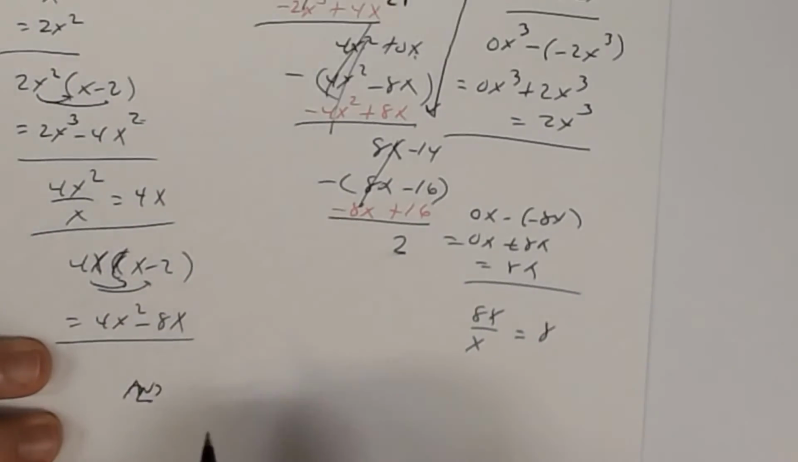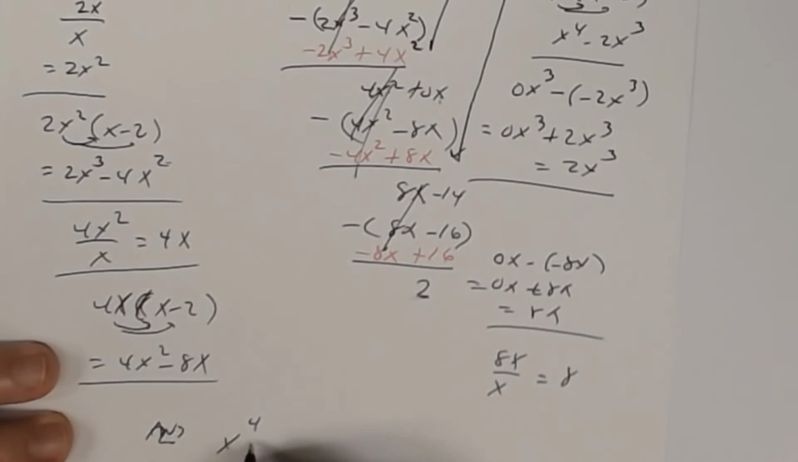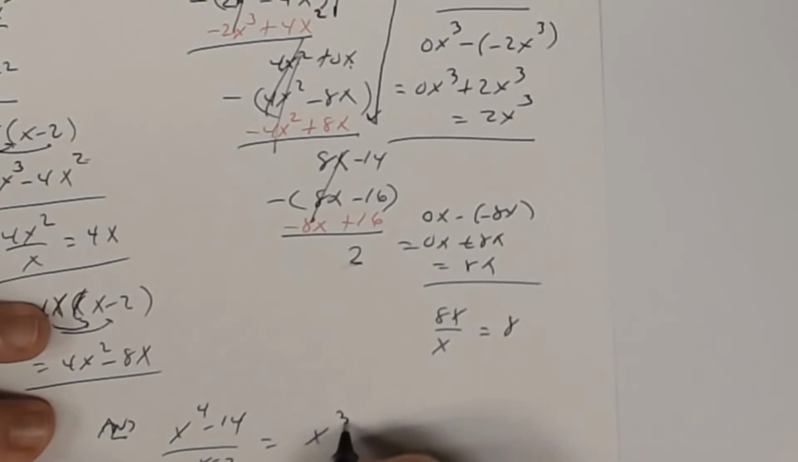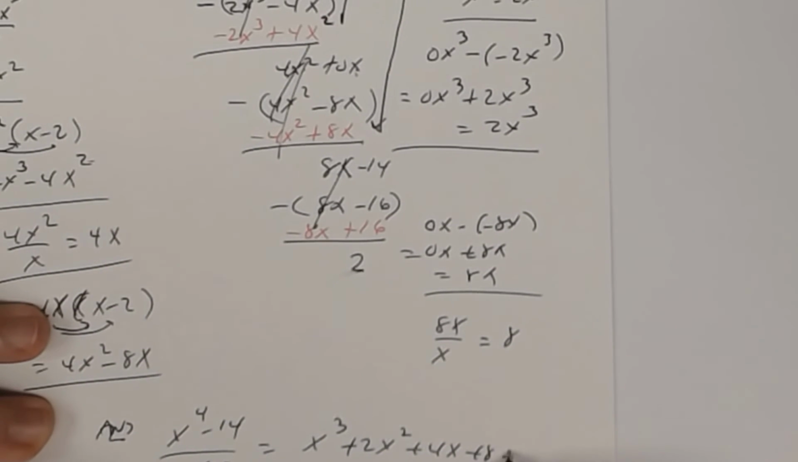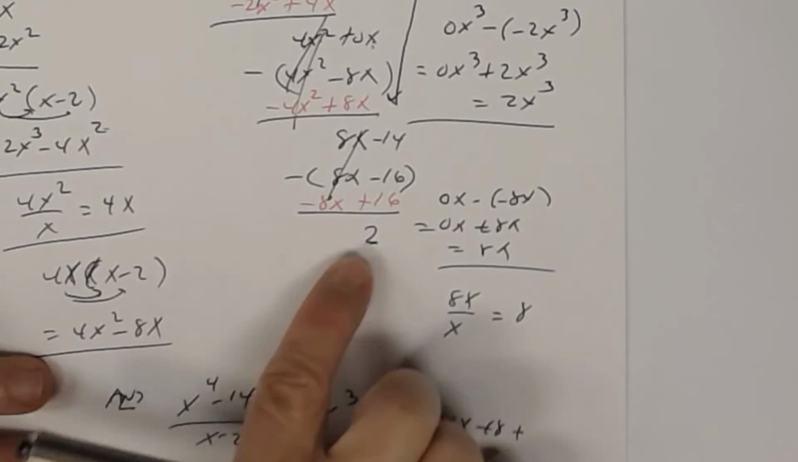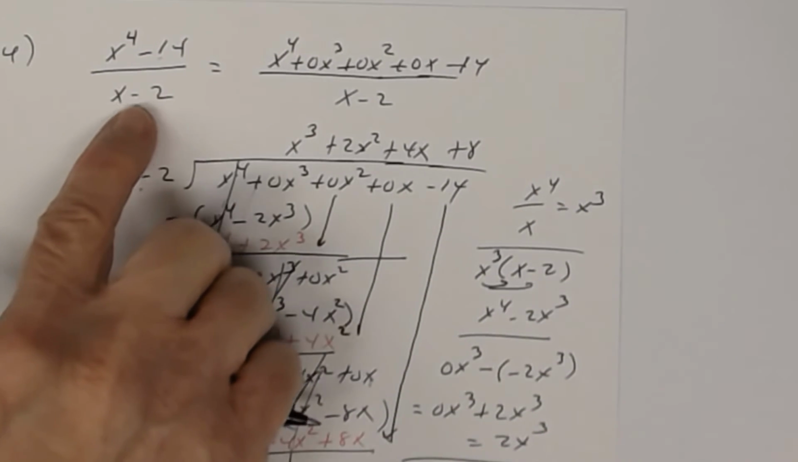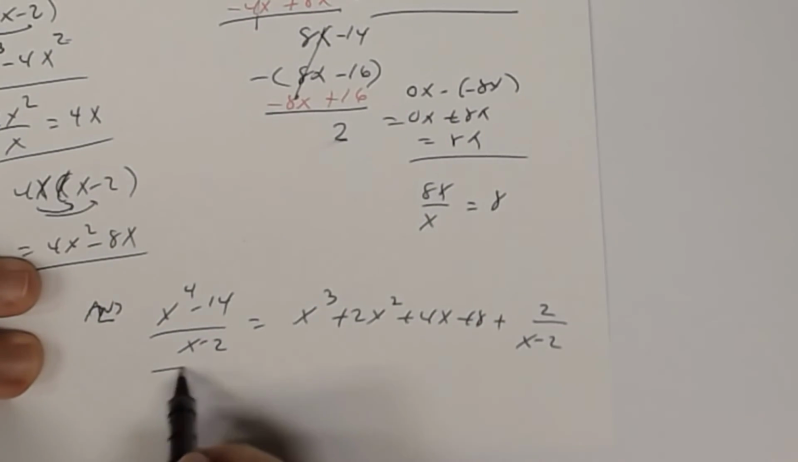You're going to say the answer is, and I'm going to rewrite the original, x to the 4th minus 14 divided by x minus 2 is going to equal the quotient, which is this, x cubed plus 2x squared plus 4x plus 8, plus the remainder, which is 2, divided by your divisor, which is x minus 2. All right, and so that's your answer.